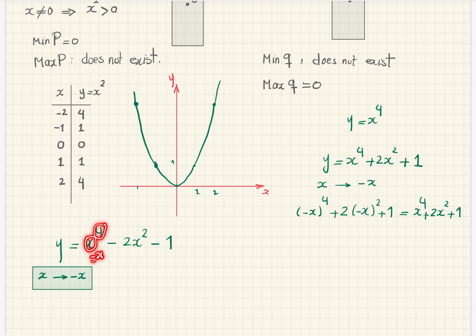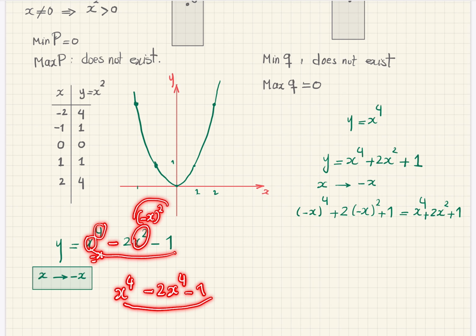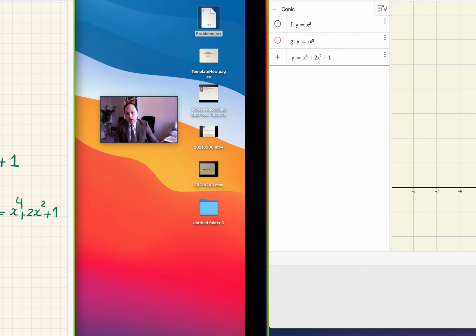Okay? And hopefully you understand that this is the case, because if I change this to minus x, because of this power of 4, it becomes positive x to the 4. If I change this to negative x, it becomes negative x to power 2. This part becomes positive x squared, but there is a negative, it becomes minus 2x squared, and finally minus 1. You see that is exactly the same function. So let me just do these changes there, okay?